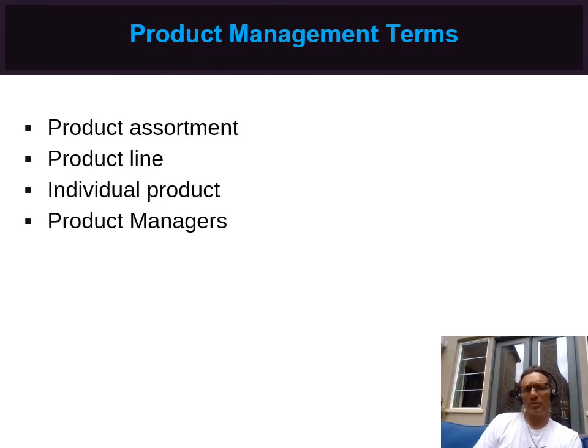Other product management terms that you need to know: product assortment, product line, individual product, and product managers. Let me explain each of those. A product assortment is simply your lineup, your menu, if you will, of everything that you sell from A to Z. If you look at the Honda Corporation, Honda is a big company.